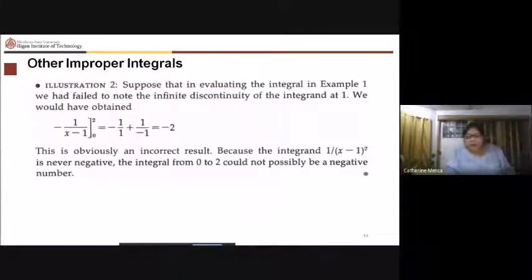Suppose that in evaluating the integral, in example 1, we had failed to note the infinite discontinuity of the integral at 1. We would have obtained negative 2. Diba? Kung wala ninyo nakita na, undefined man siya. Tapos mag-directly substitute mo, which is obviously an incorrect result because the integral ana is never negative. The integral from 0 to 2 could not possibly be a negative number. So, ang solve kay negative 2, masolve man ninyo, pero mali. Kay mali ang solution.